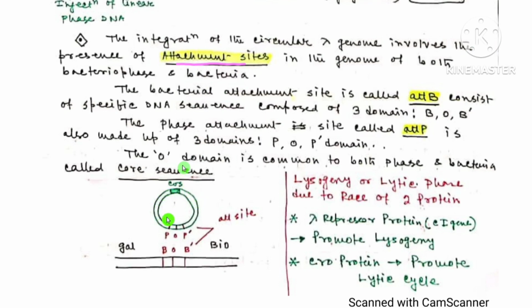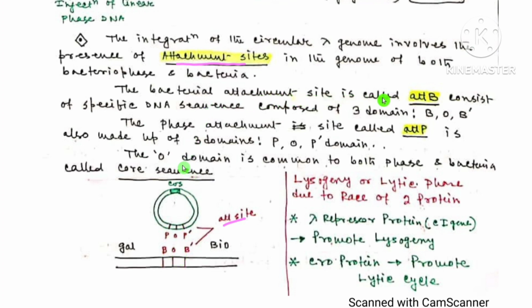Suppose this is the bacteriophage DNA and this is the bacterial DNA, and each of these DNAs has an attachment site. This is the phage DNA attachment site and this is the bacterial DNA attachment site, and in both of these attachment sites a special type of structure is found. In the bacteriophage we can see the POP' structure, and in the bacterial or host DNA the BOB' structure. These O are common.